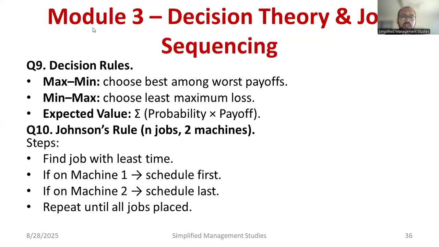Moving on to module 3, it is decision theory and job sequencing. So what do you mean by decision rule? Maximin rule: choose the best among the worst payoffs. Minimax: choose the least maximum loss. Expected value: that is a summation of probability and payoff.